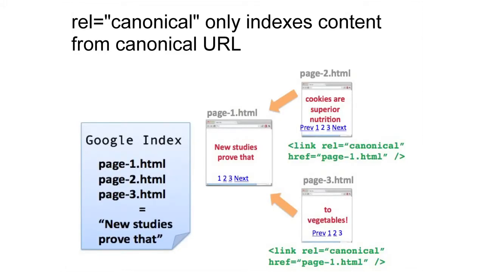If we have page 2 and page 3, page 2 says cookies are superior nutrition, and page 3 says to vegetables. But they both add rel canonical just to page 1, and Google's index will then cluster page 1, page 2, and page 3 all together. But the only thing that we'll have indexed is the content from page 1, the canonical version. So our index will actually contain new studies prove that. And now by using this rel canonical incorrectly, this webmaster has totally lost the content cookies are superior nutrition and to vegetables. So that's why rel canonical doesn't work in this case.